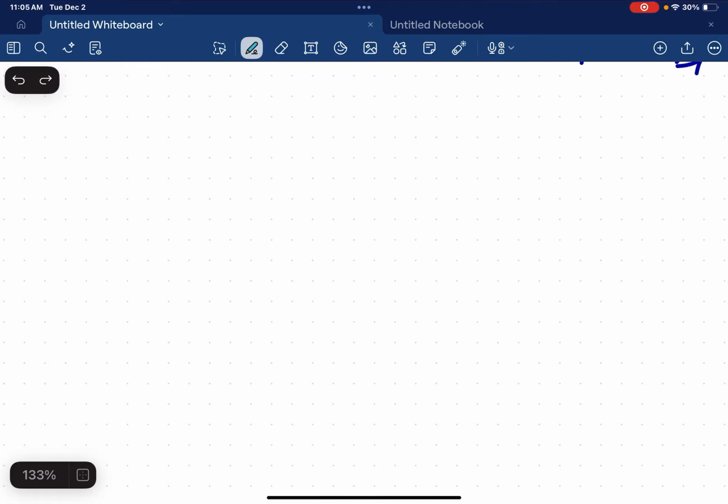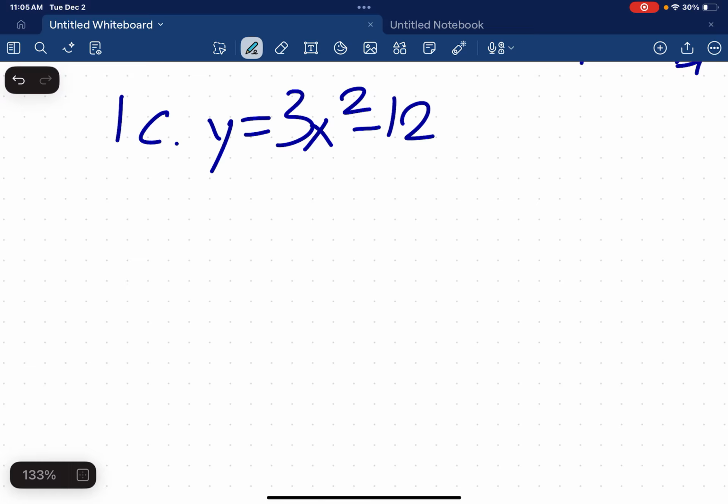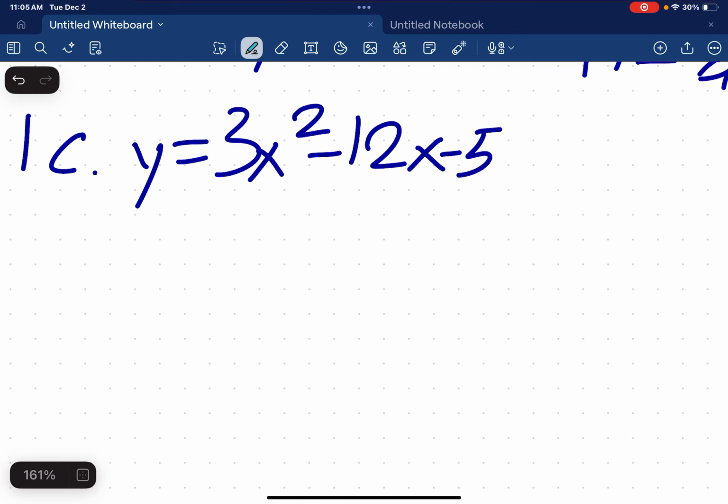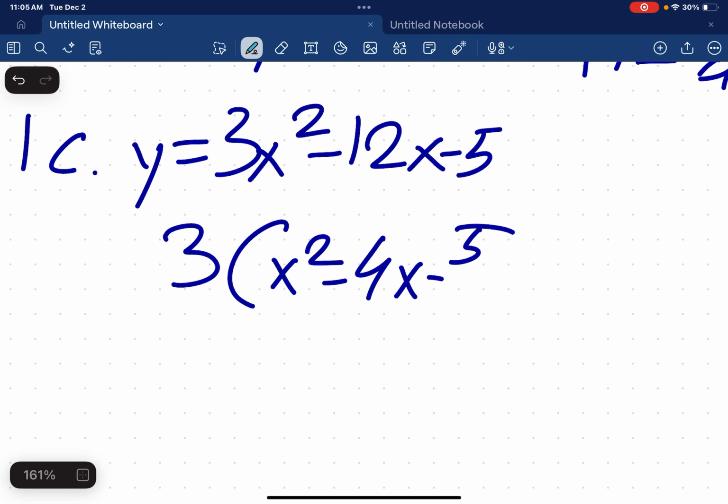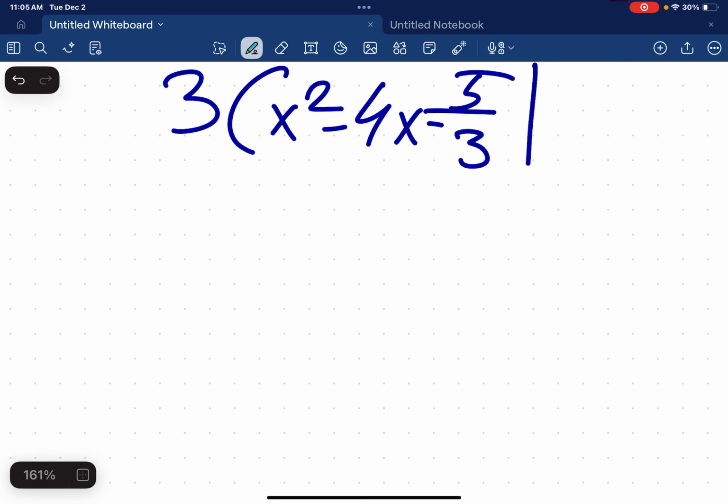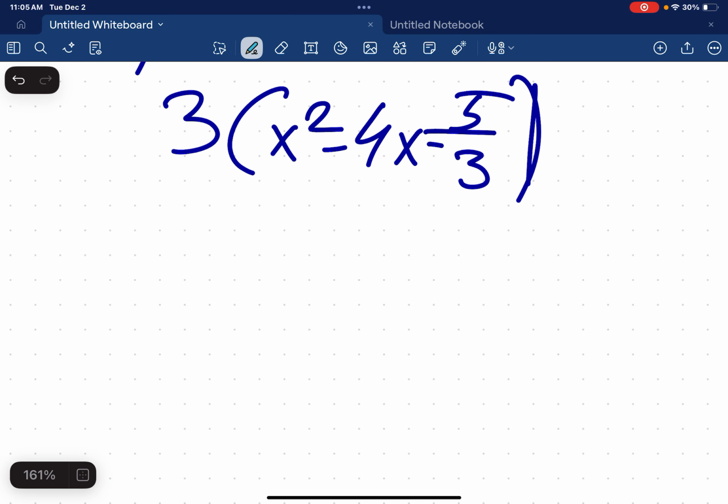Okay. On to 1c, we have y is equal to 3x squared minus 12x minus 5. Okay. First things first is we're going to take the 3 out of this equation to get x squared minus 4x minus 5 over 4. Oh, whoa, oh my god. 5 over 3. That's, okay.